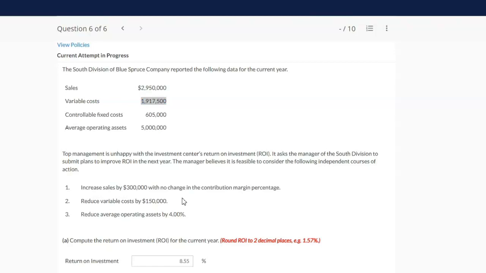2,950,000 minus variable cost, minus the controllable 605.